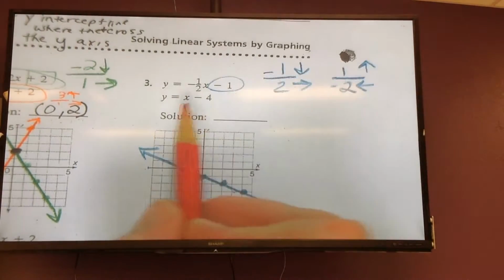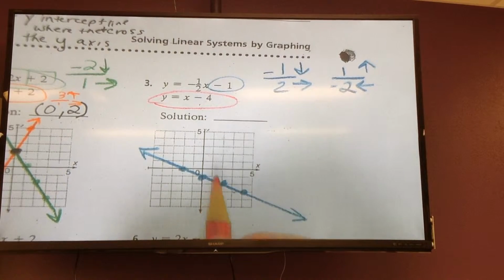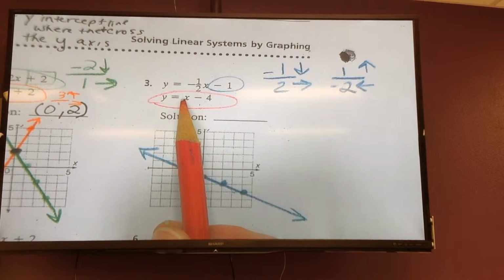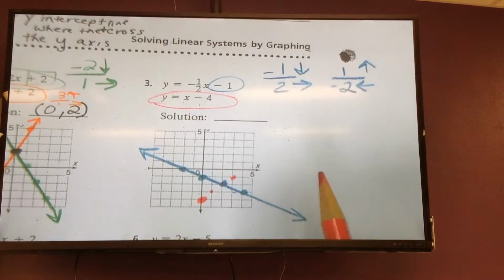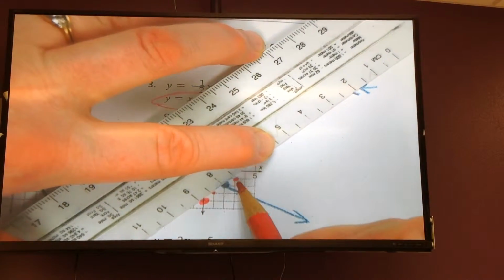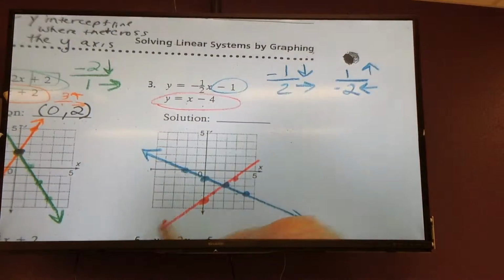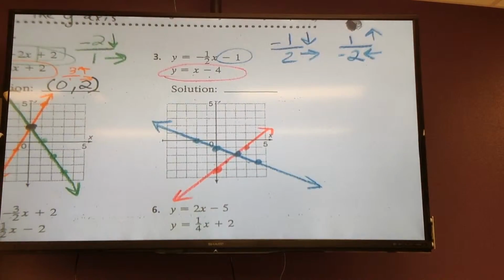And then for this equation, the y-intercept is at negative 4. 1, 2, 3, 4. So it's down, negative 4. And then my slope is 1. So it's a rise of 1, a run of 1, a rise of 1, a run of 1. And then if I connect my dots for that one, draw my arrows, and there are the two equations graphed.